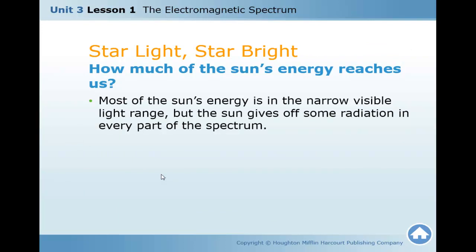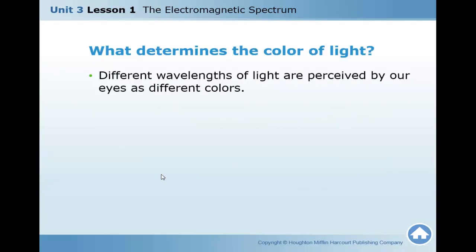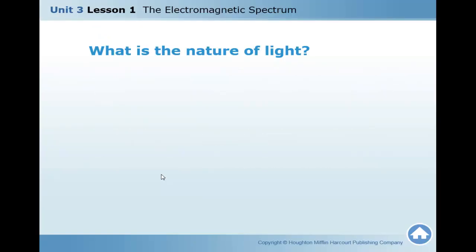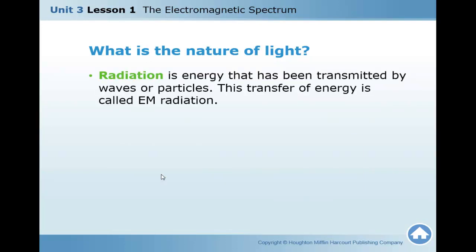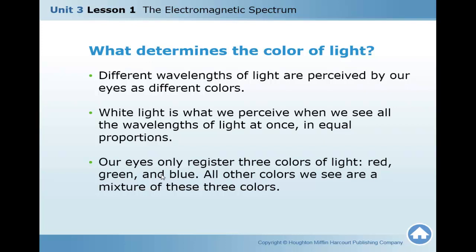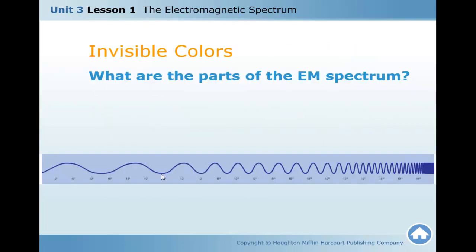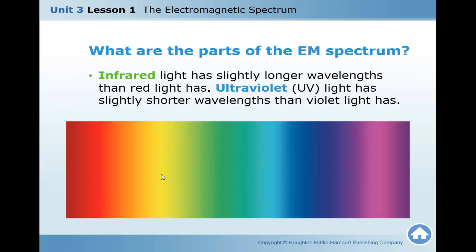That's all today. So today we talked about the electromagnetic wave and how it moves with respect to the electric and magnetic fields, and the meaning of radiation, and we talked about different wavelengths and the main colors we can see: red, green, and blue. And the meaning of the electromagnetic spectrum, the range of the frequencies and wavelengths, and the difference between infrared light and ultraviolet light.